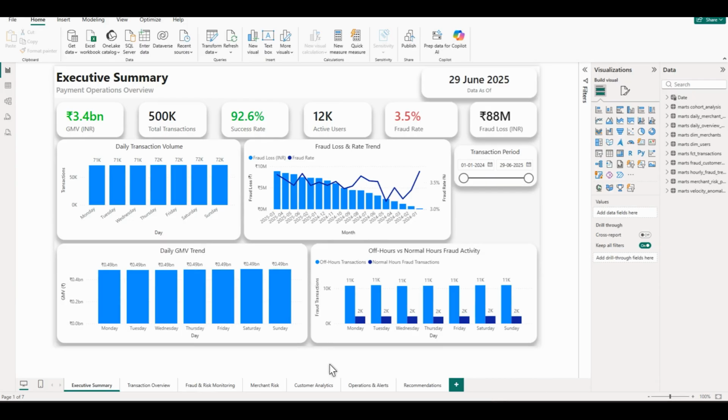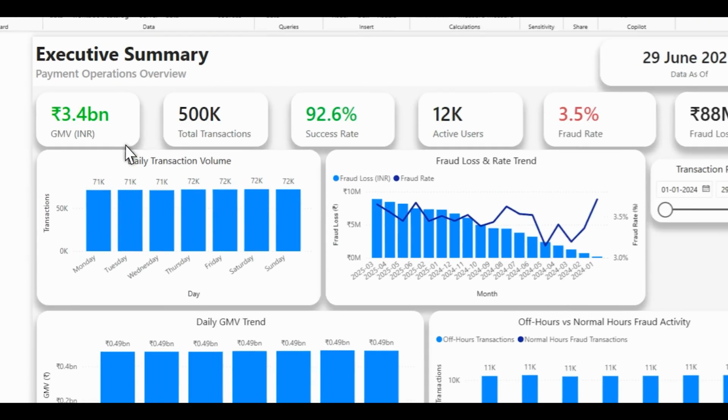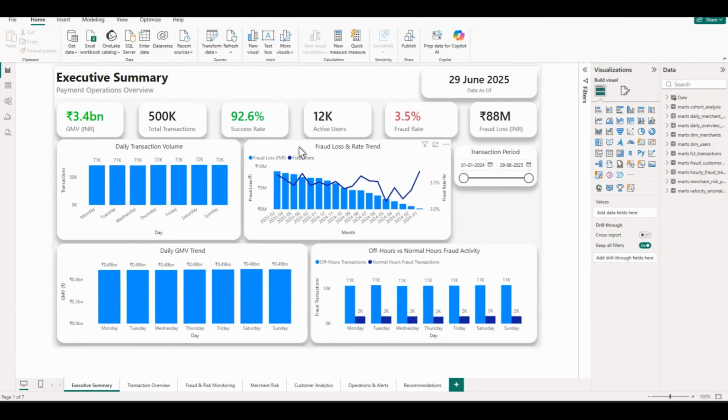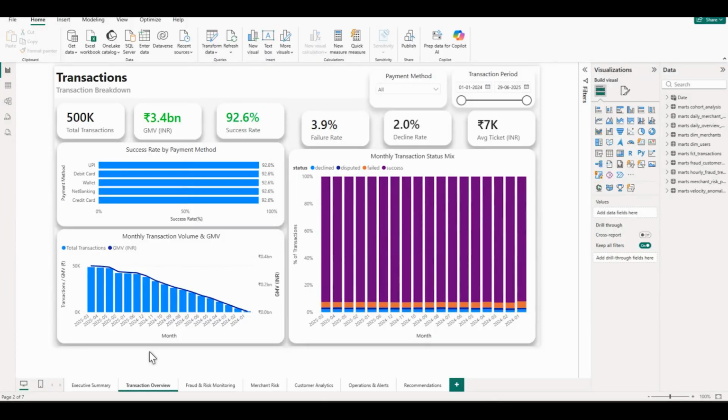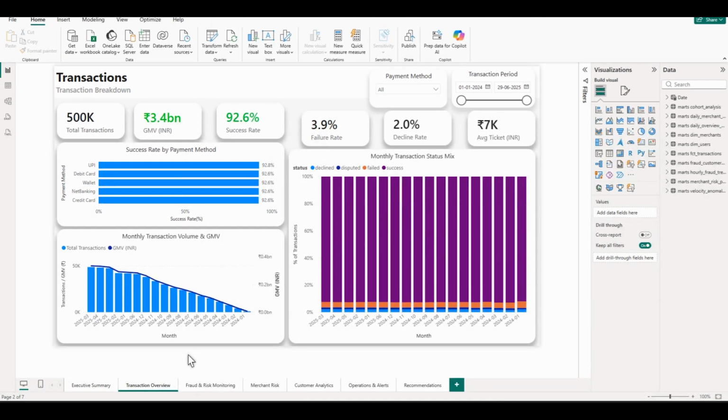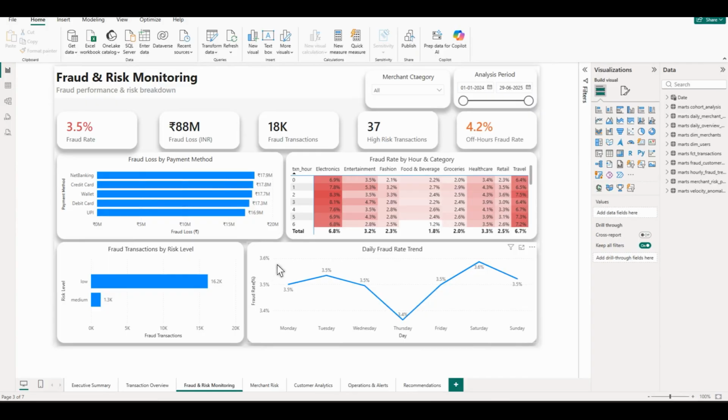Here, page 1 shows the executive overview: 3.4 billion rupees in GMV, a 92.6% success rate, and about 88 million rupees lost to fraud. Page 2 shows success rates that come out nearly identical across UPI, cards, wallets, and net banking, all sitting around 92.6%. So the failure problem clearly is not about payment method; it's happening somewhere else, maybe on the merchant side or timing related.